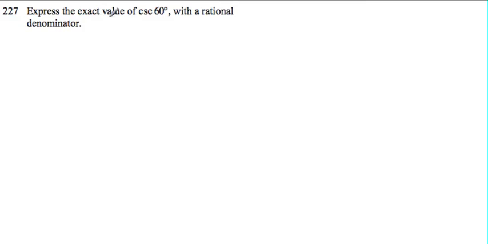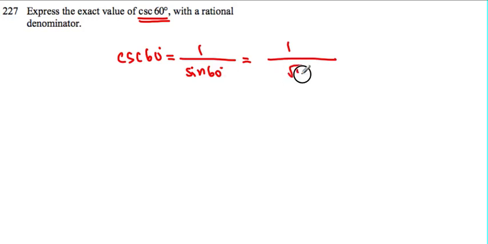Alright, let's look at number 227. We want you to express this one with the exact value. So here we get cosecant of 60. In fact, cosecant is the reciprocal of sine of 60. The sine of 60 is radical 3 over 2. So then we have to get the reciprocal of this one, and we end up getting 2 over square root of 3.